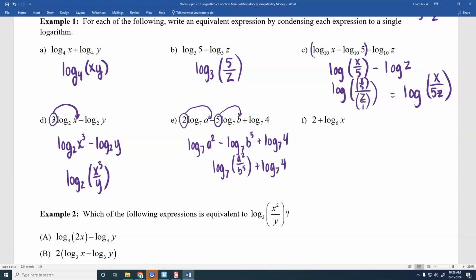And then when I have addition, that means I'm going to multiply my 2 things that I'm taking the log of. What's the name of that? Argument, maybe? I don't know the mathematical name for the stuff you're taking the log of. Maybe argument. I need to look that up. Log base 7 of, you're going to be doing 4 times a squared over b to the 5th. So 4 times a squared over b to the 5th. You cannot do unless they're both fractions, but you can make that 4 a fraction by putting it over 1. So you will get 4a squared over b to the 5th.